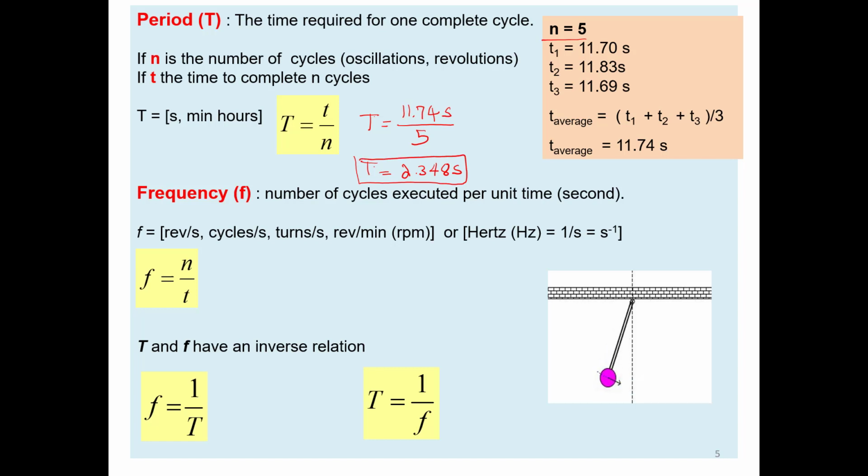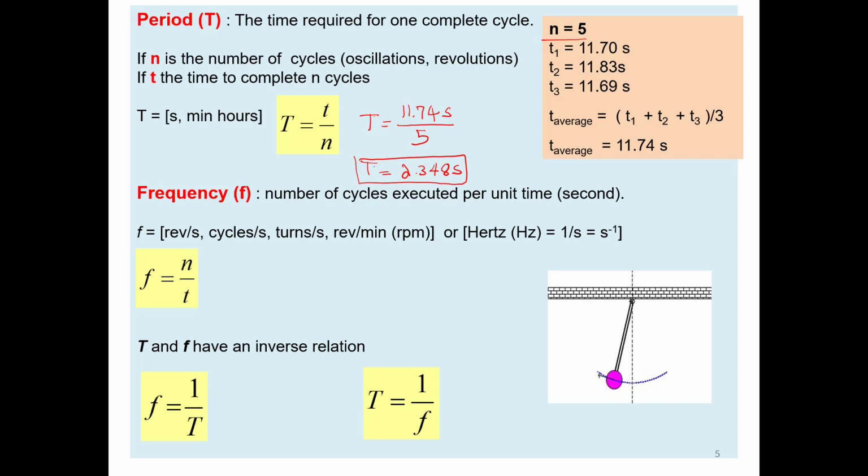Then this is the time for one complete cycle for this pendulum. It is the time for the pendulum to move from here and back to the original position for one complete cycle. The period is the time for one complete cycle.